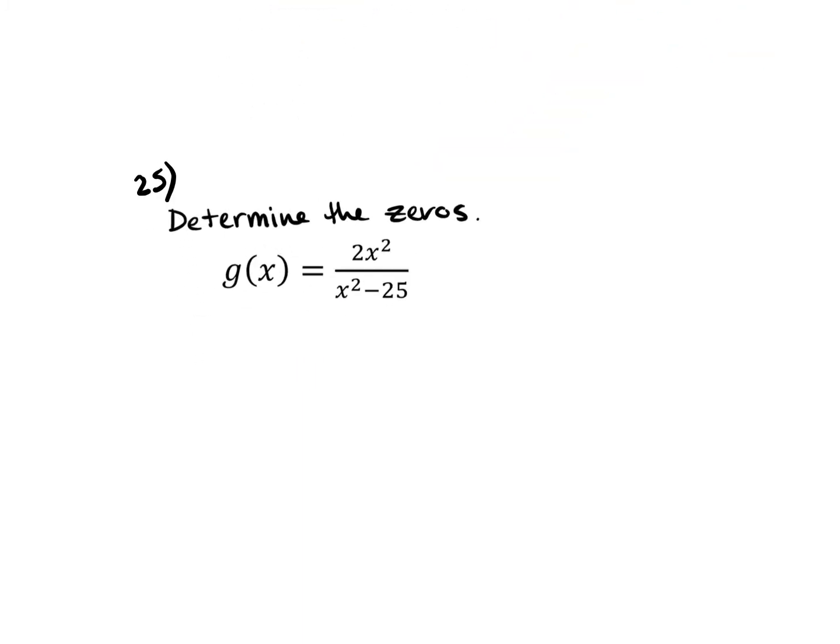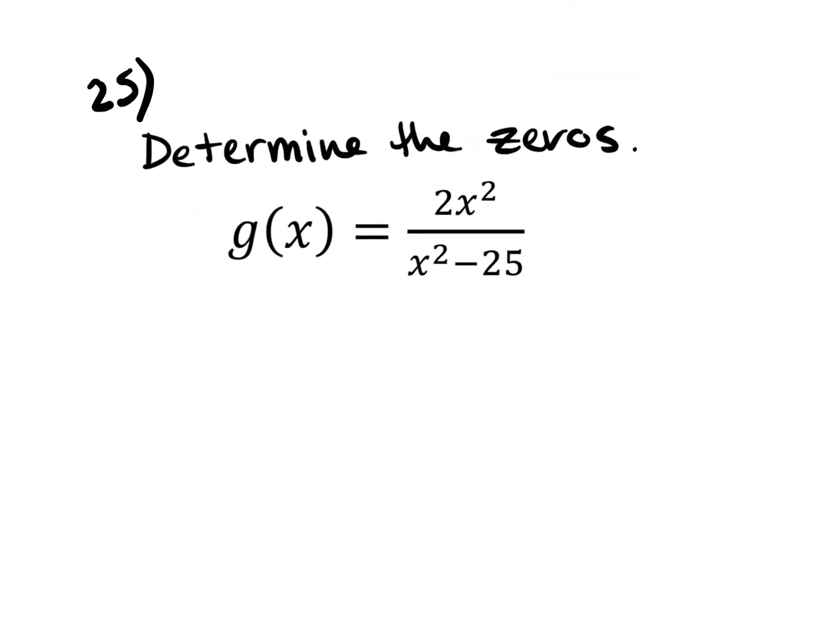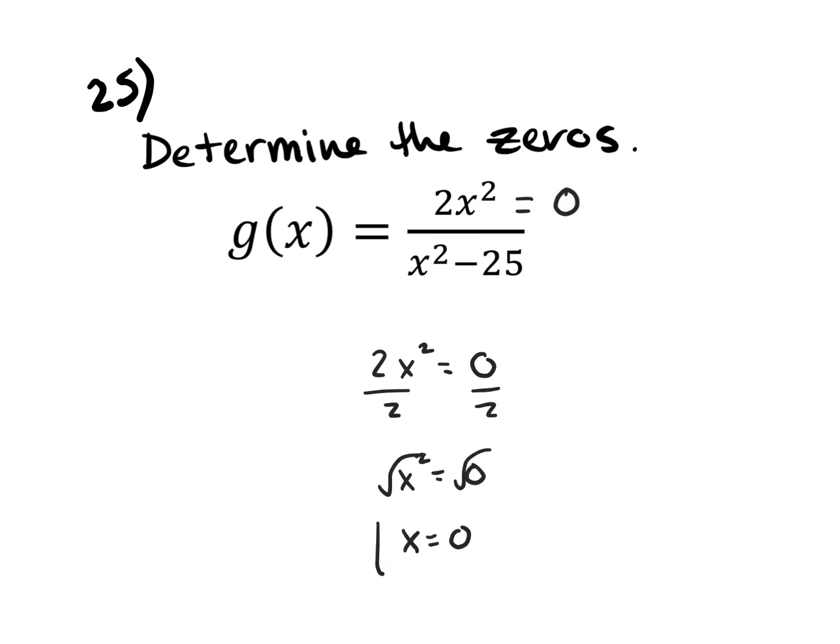All right, so 25. Determine the zeros. So how do I find the zeros here? I just need to put the numerator equal to 0, because if the numerator is 0, then the whole thing is 0. So 2x squared is equal to 0. Divide by 2. X squared is equal to 0. So x is equal to 0. So the zero here is 0.